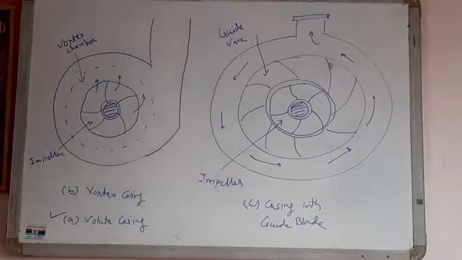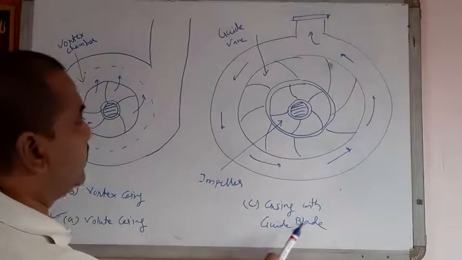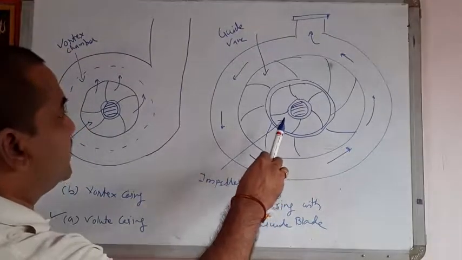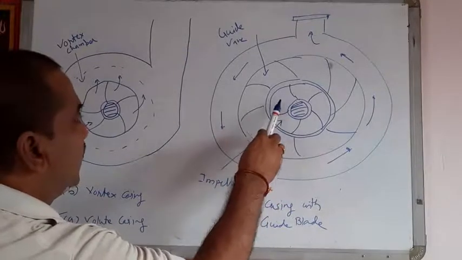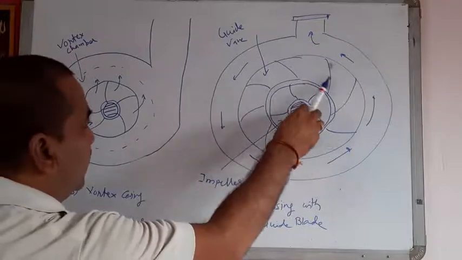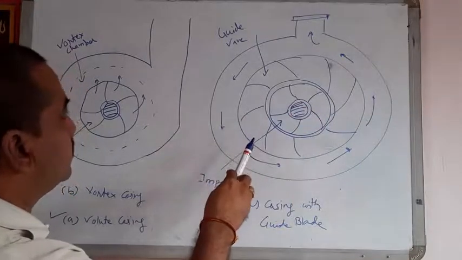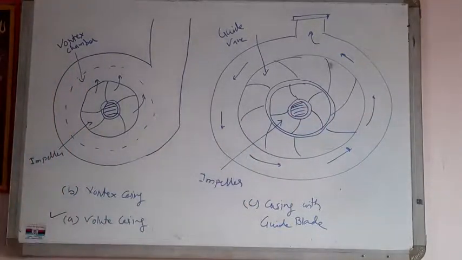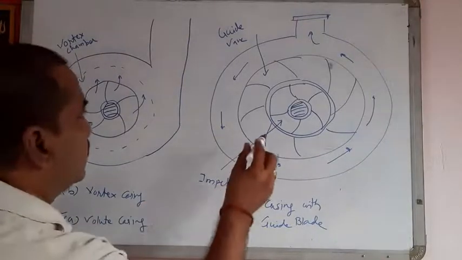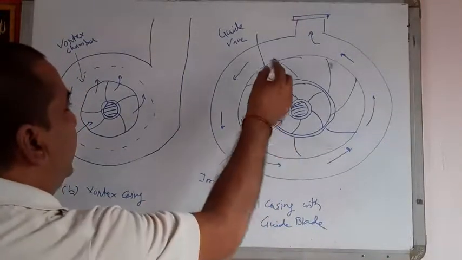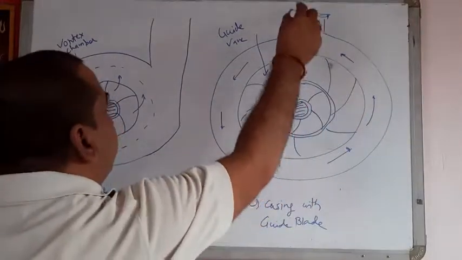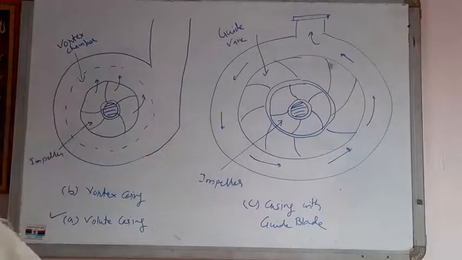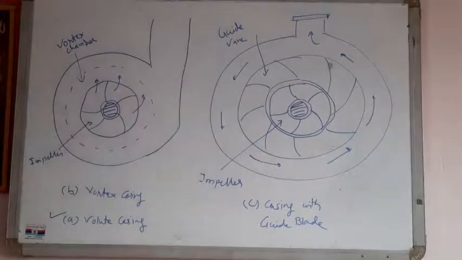And the third type of casing is casing with guide blades. In this type of casing, these are the impellers. After the impellers, guide vanes are also provided here for giving direction to the fluid, and in the outer casing this fluid will go through and from here it will go out. So these three types of casings are used.